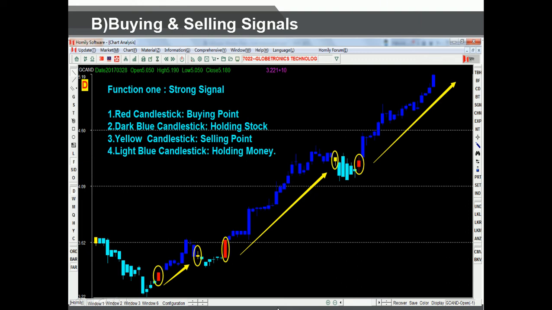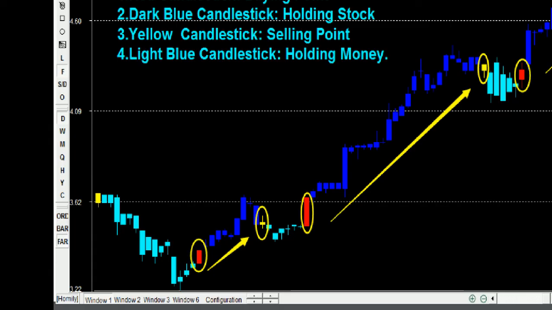So here I provide an indicator. This indicator is from the Homely software. The name is Strong Signal. This indicator puts color on the candlesticks. Here you can see the red color, blue color, white color, and the light blue. Let me show you.